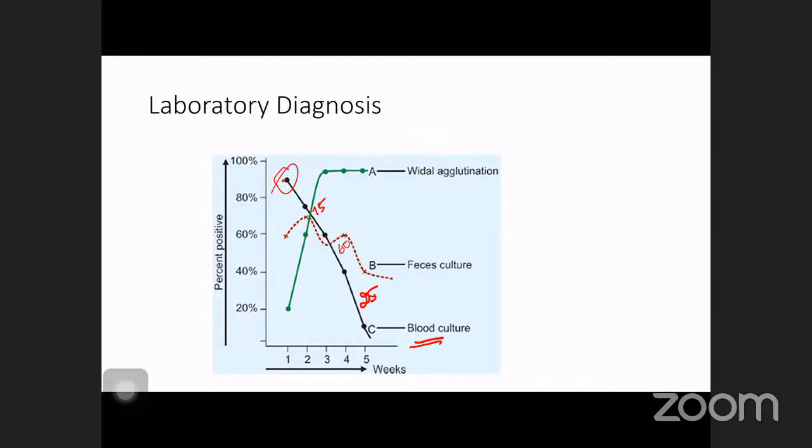So in the second week, when the antibodies are produced, we can go for the WIDAL agglutination test or the serological test. And in the third or fourth week, or if the patient is a carrier and you want to determine the carrier state, what you can do is a fecal culture.